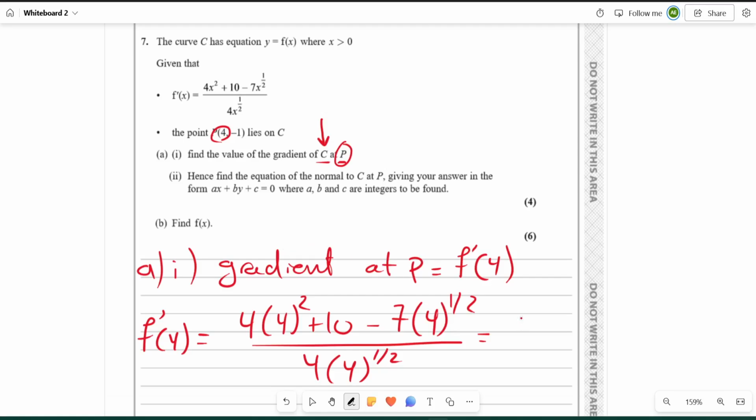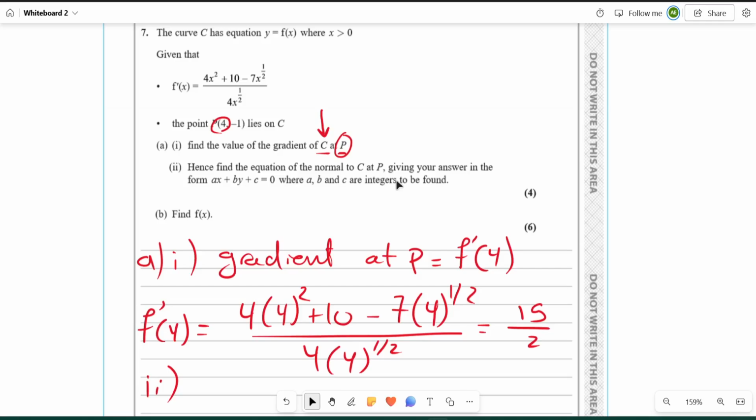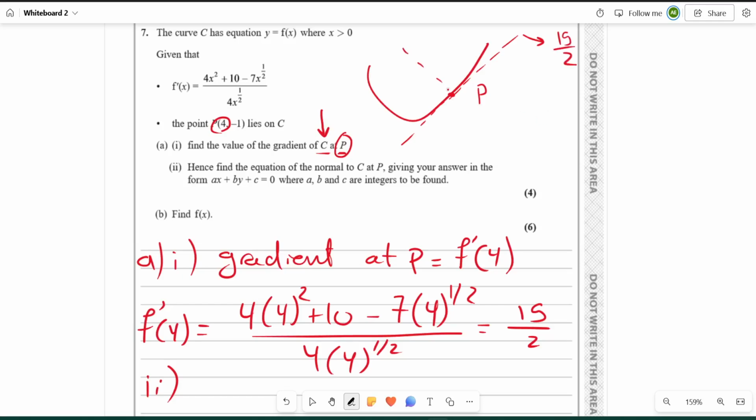That is the answer. So this is the gradient value at point P, the gradient of the curve at point P. Now, part A ii says, hence find the equation of the normal to C at P. So we need the normal line, the line that is perpendicular to the tangent of the curve at point P. So let's say this is the curve. Let's say this is point P. I have the tangent, which will have a gradient of 15 over 2. I need to find the equation of the normal line, which is going to be perpendicular to this tangent.